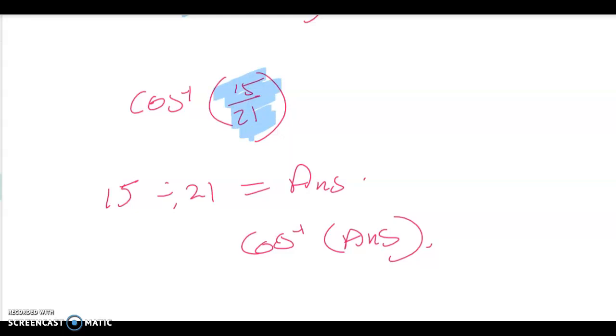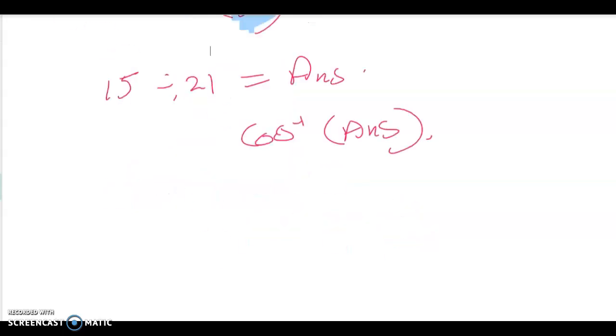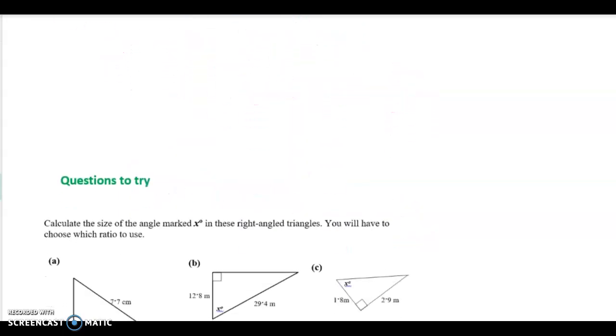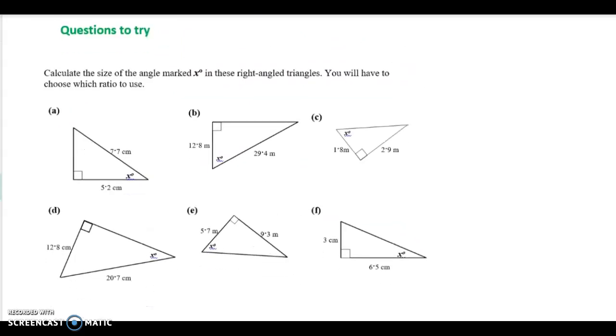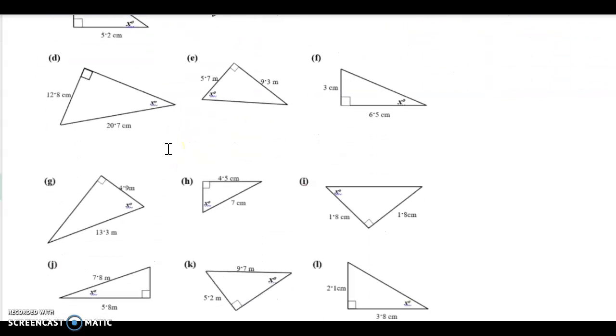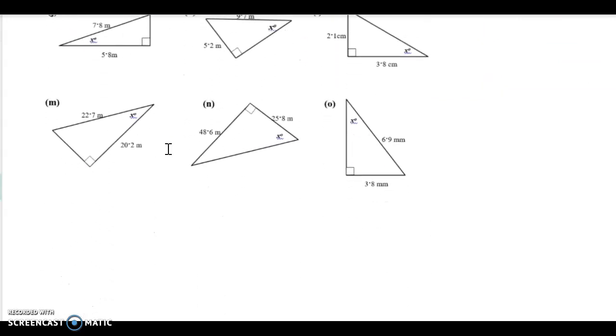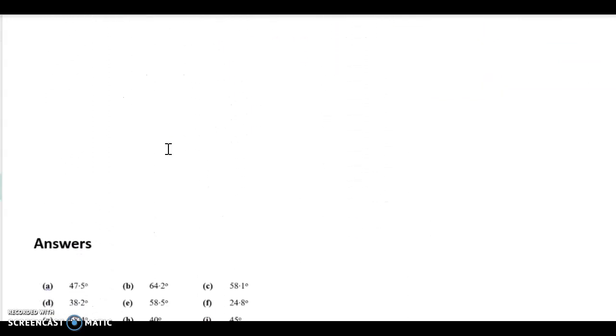Okay? There are some questions for you to try. Now these are a mixture of sine, cosine and tangent. So as it says here, you'll have to choose which ratio to use. So remember your SOHCAHTOA. Do your SOHCAHTOA every single time, guys. The one with the two ticks is the ratio that you use. And then it's your inverse because it's the angle you're looking for. So a good selection of questions there, and you can check your answers as you go along.